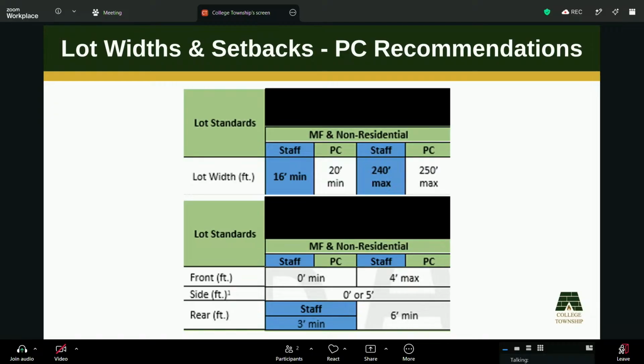Yes, I support the 16, and this is an opportunity for more density. A developer doesn't have to make it 16, they can make it 20. If they think it's more marketable as 20, that's what they're going to do. But if they can find a creative way to utilize 16, then that's what they're going to do.